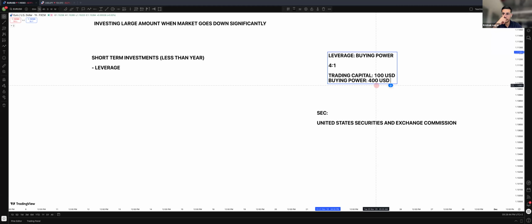Why? Because of leverage. 4 to 1 means for every dollar, the broker gives you $4 to trade. So if you have a trading capital of 100, you will get 400 as your buying power. If you have a capital of 10,000, with leverage your buying power will be $40,000. With 100,000 trading capital, 400,000 will be your buying power, and so on and so forth. So why does the broker give you leverage? It is because when you have more buying power, you can place higher bets.